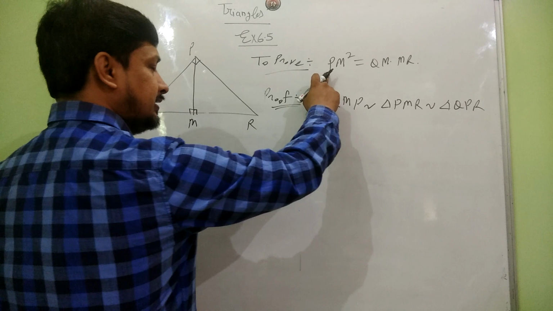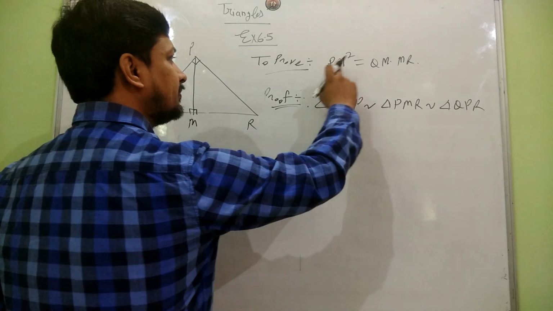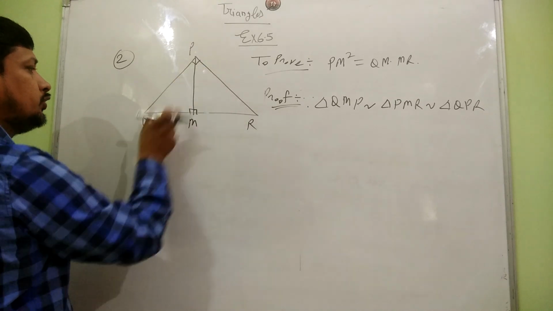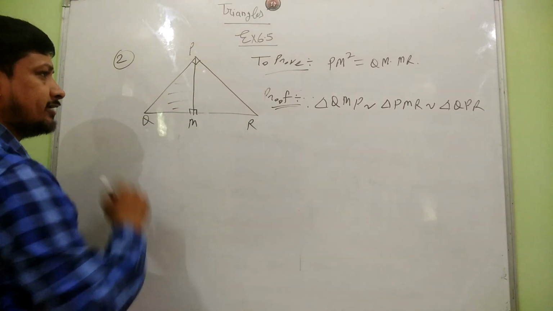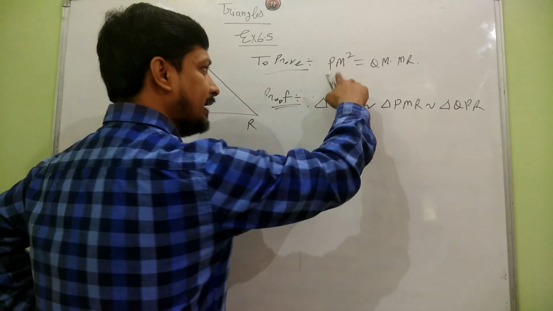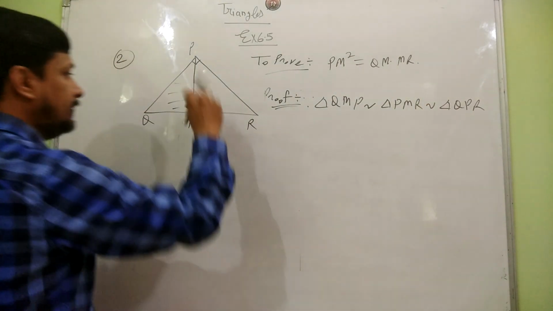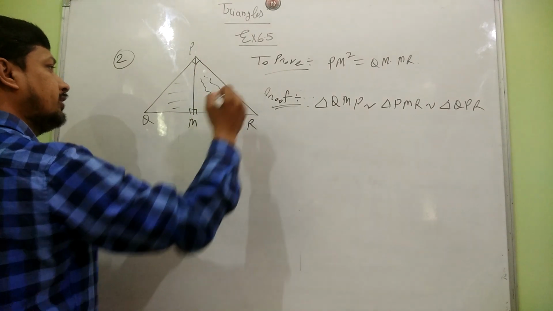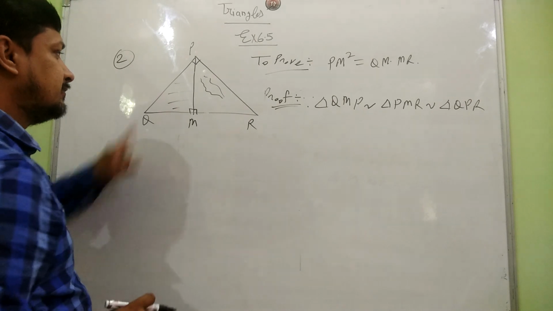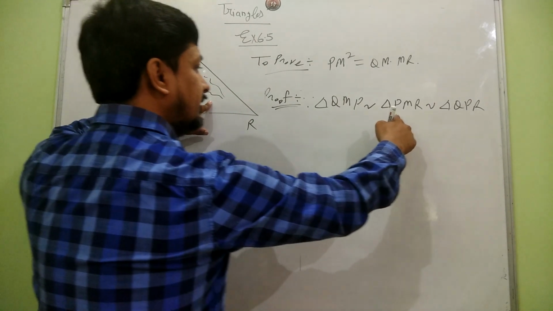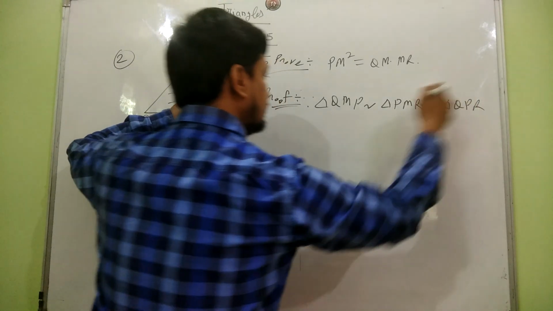Now let us check which relation we need. Just see PM, QM. So we have to take one of these triangles, and PM again, because the square of PM is there. So PM, MR. This triangle is similar to this. So we will take these two triangles only. We have no need to take the whole triangle.